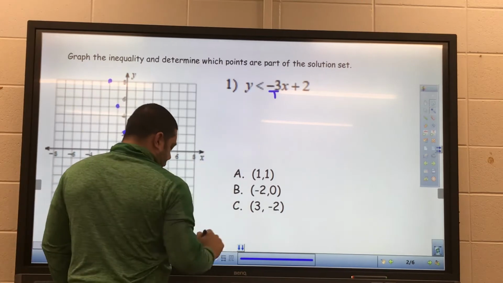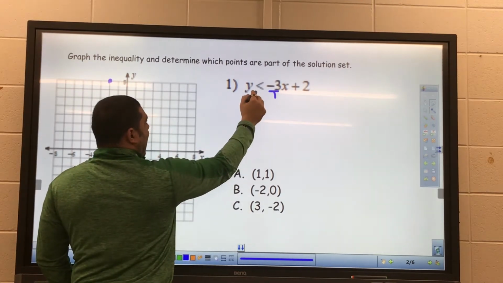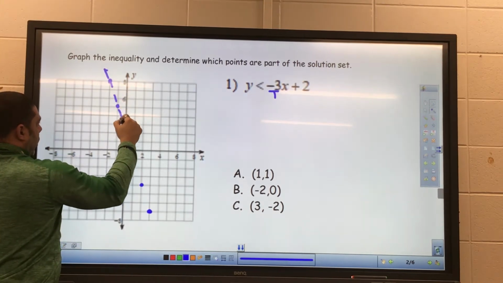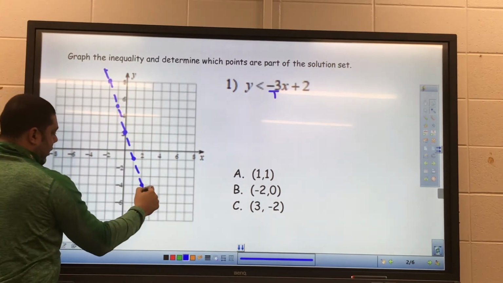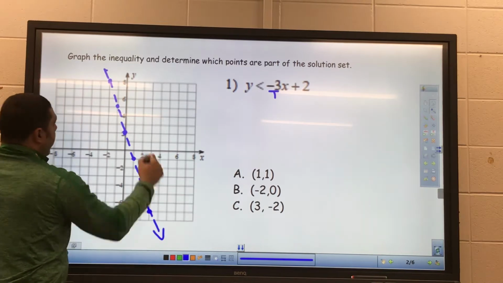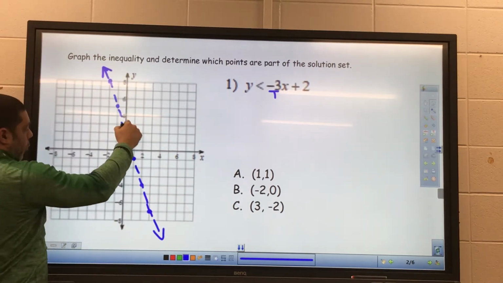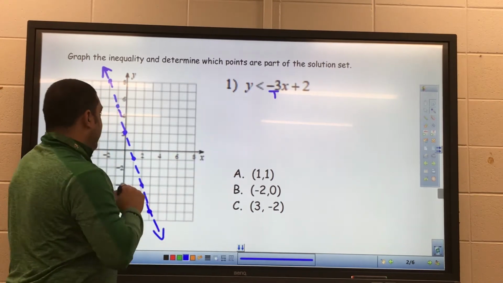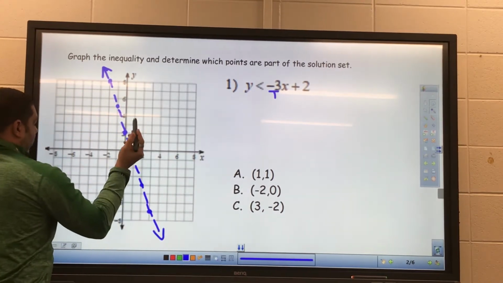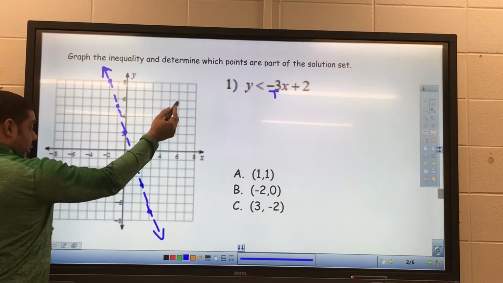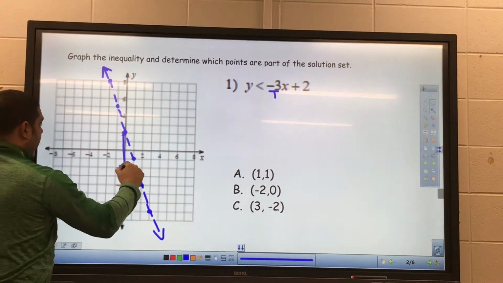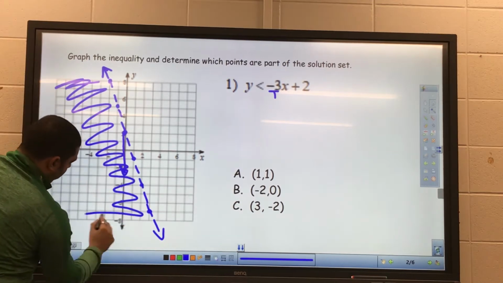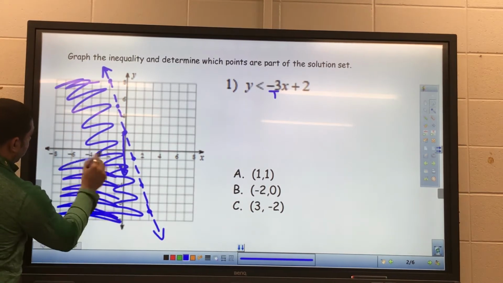Now, for our line, this should be a dotted line. Notice this is missing the or equal to part. So I'm going to make a dotted line, signifying that all of these points are not part of the solution set. And this is why it's less than, so we're going to shade down. If you're not sure which side to shade, this is shade down, draw an arrow down. And this is the region where all our solutions would be.